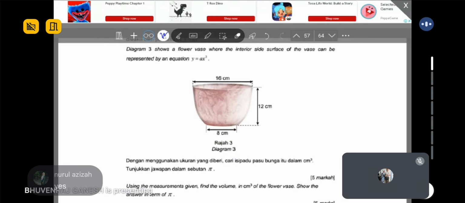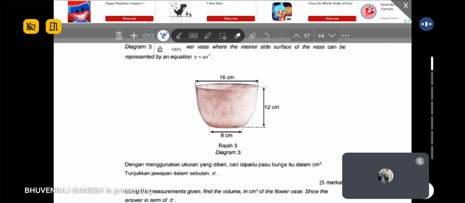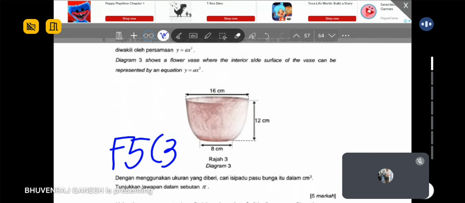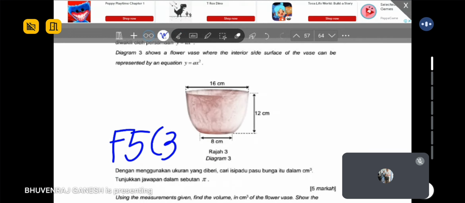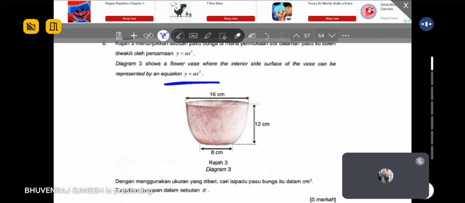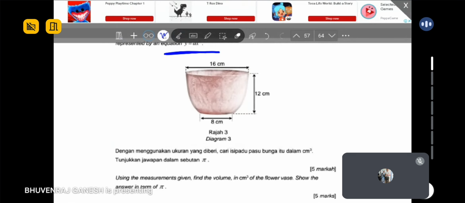Okay, so now we come to question 8. Okay, so question 8 is about integration, pengamiran. Okay, this question is very famous nowadays. They'll give you a pasu and ask you to find the volume. Very famous. Okay, dia suka sangat. Okay, so now, the most important thing here is, first step, you must find the A value. Okay, because bila kamu ada nilai A, then only you can find the volume.